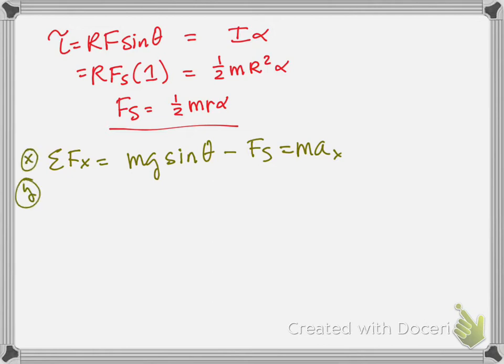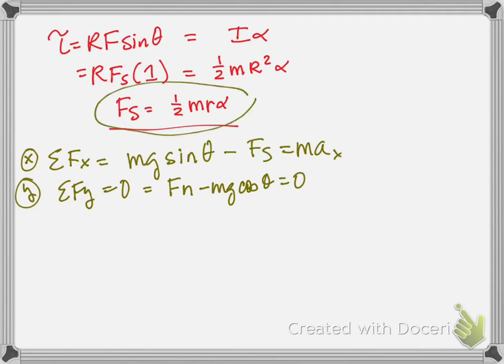What about the y direction? Remember, the sum of forces in the y direction was 0. That's what made our life so much easier, right? What's pushing up? The normal force minus mg cosine theta. And that is all, hopefully, review from unit 2, I suppose. So we're going to take our expression for the static friction force and plug it into this equation right here. Let's see what we get.